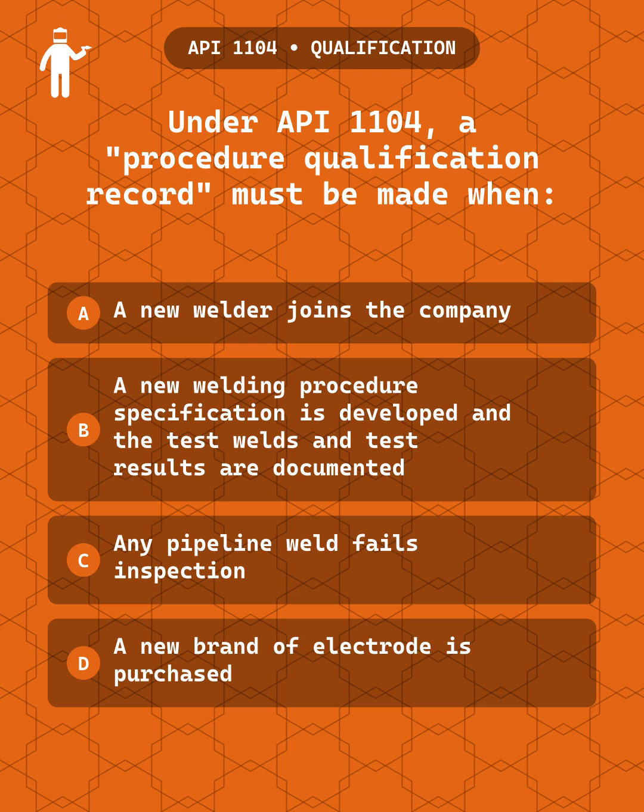Question 2. Under API 1104, a procedure qualification record must be made when A, a new welder joins the company, B, a new welding procedure specification is developed and the test welds and results are documented, C, any pipeline weld fails inspection, or D, a new brand of electrode is purchased.